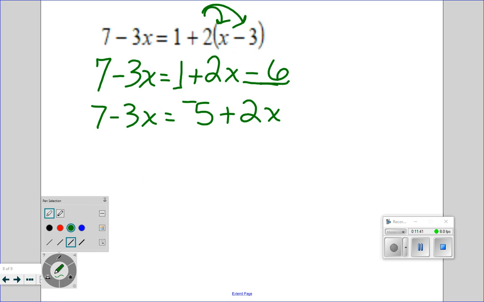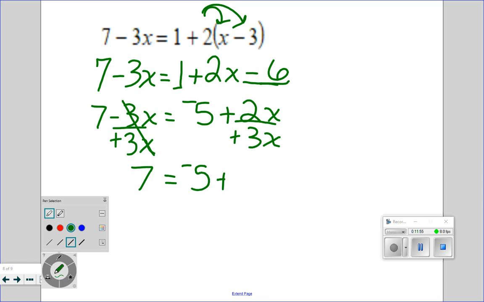Okay, now I'm going to deal with the x's. I have x's on both sides. So you can either add 3x or subtract 2x from both sides. I'm going to add 3x to both sides. Cancels out on the left, and I still have 7. Still have negative 5, but now on the right I have 5x. And I keep solving like normal.